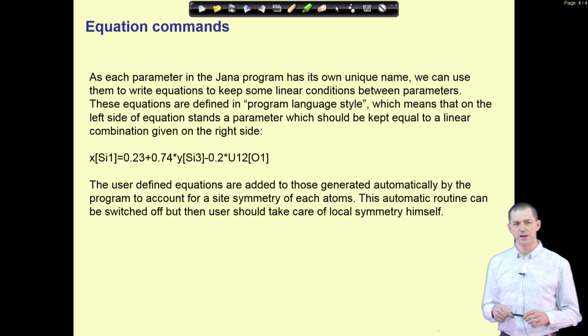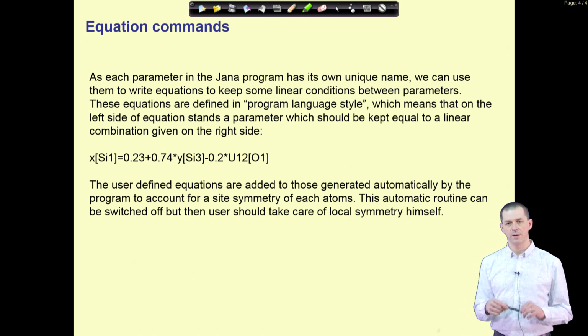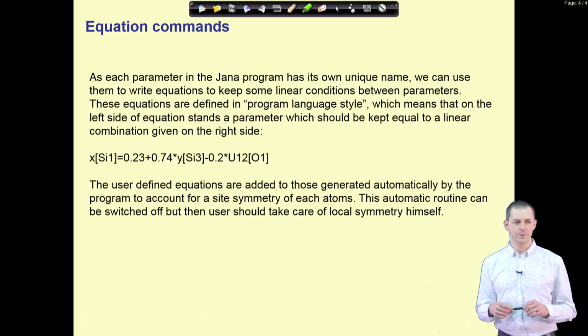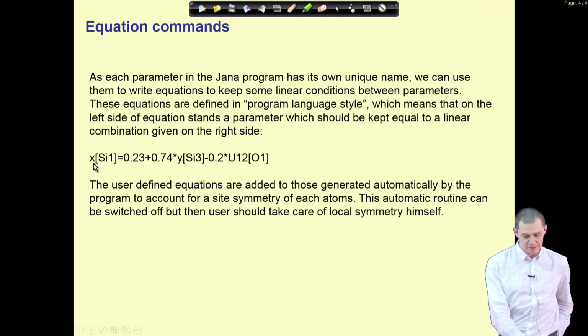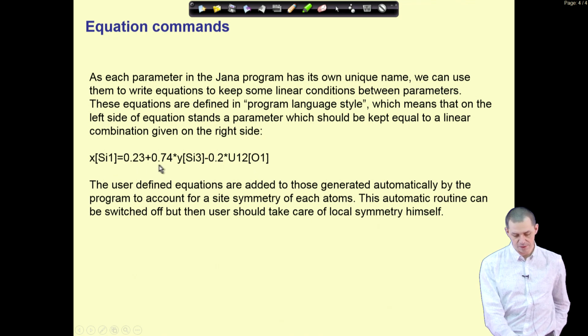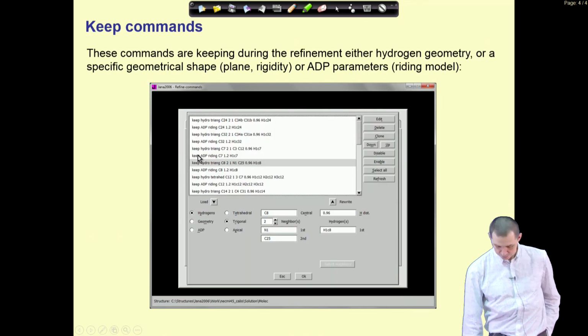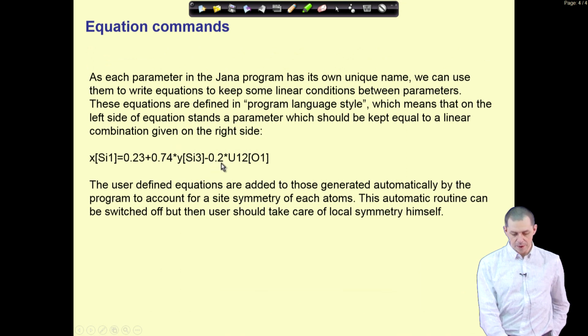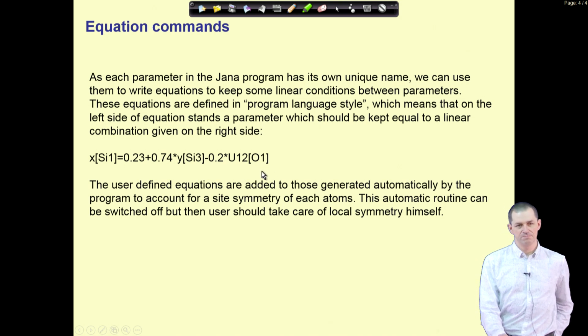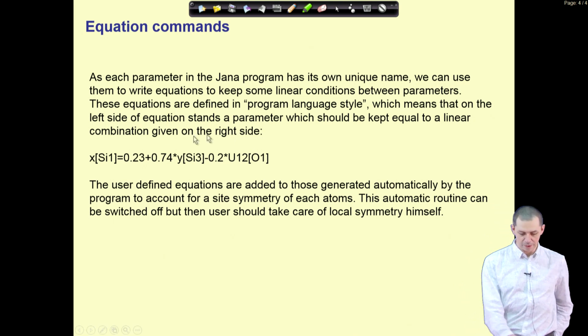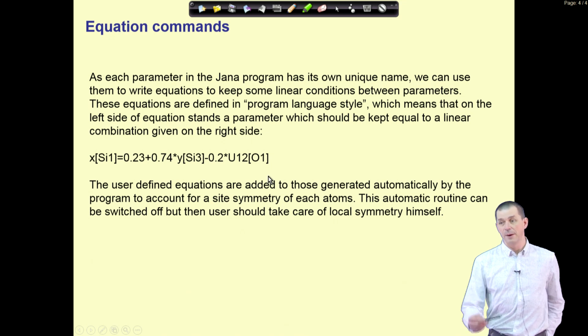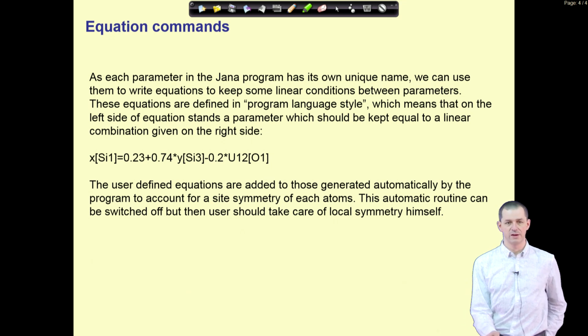Every parameter in Jana has its name, and you can set up a linear equation between any parameters in Jana. So this is an example of a very unusual, I would say even unreasonable equation. It relates the x coordinate of silicon 1 to some constant plus the y coordinate of silicon 3 minus 0.2 times the displacement parameter of oxygen 1. It's difficult to come up with a scenario where you would want to bind coordinates with the displacement parameter, but it just shows the flexibility you have in Jana with setting up equations.